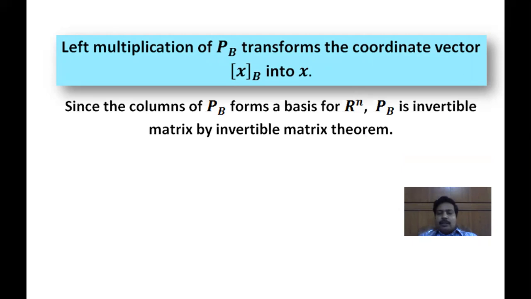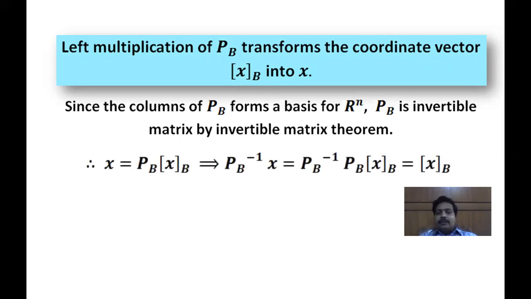So these two statements are also there. If any one of the statements is true, then all the remaining statements are true. So if PB forms a basis for Rn, then PB must be invertible, and I can find PB inverse. So x is equal to PB xB implies I am left multiplying both sides with PB inverse. So PB inverse x is equal to PB inverse PB xB. By associativity, we can exchange the brackets, and PB inverse PB is I, the identity matrix. If you multiply a matrix with the identity matrix, it gives you the same matrix. So it is XB. So finally, PB inverse x is equal to xB.